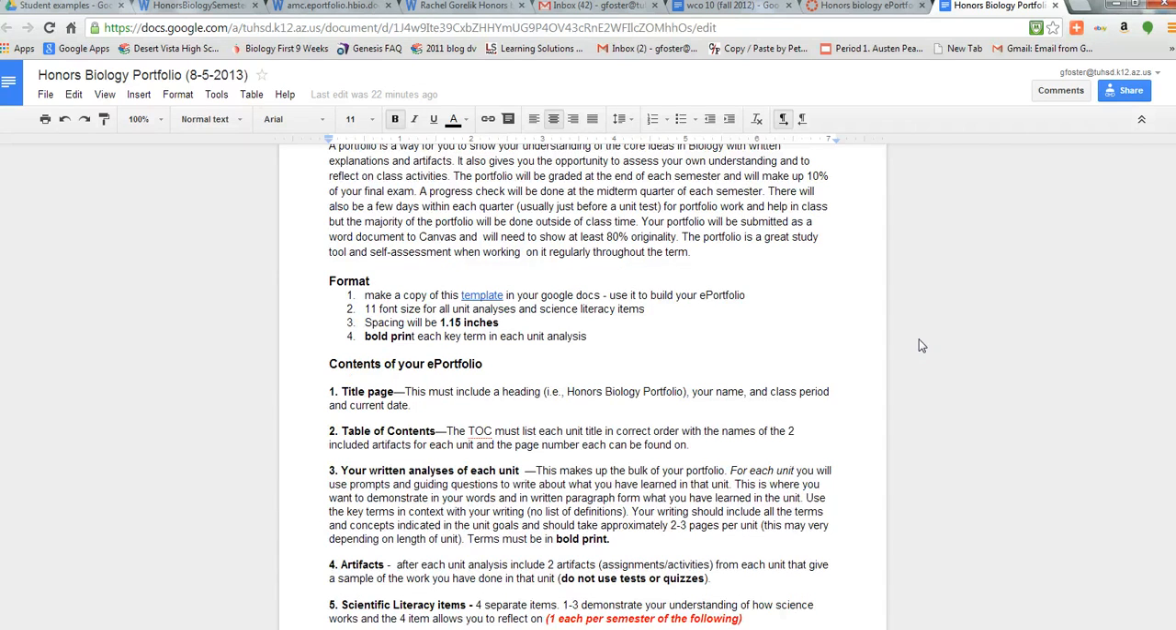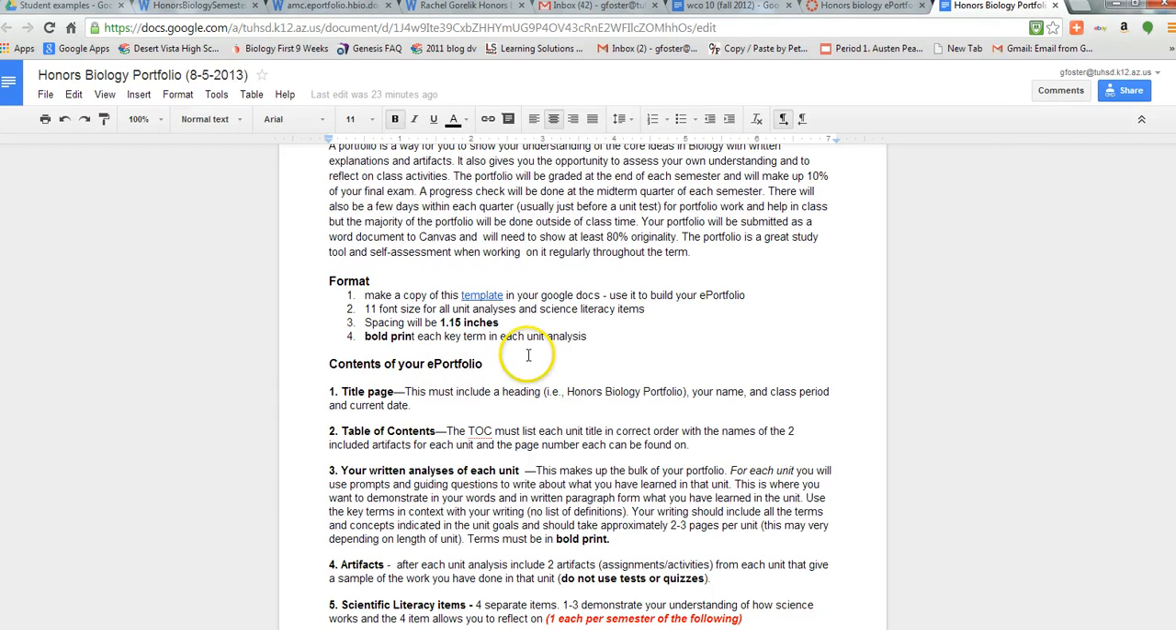class. Now, a few changes that I have made to hopefully help clarify expectations on this, and you can read in that, but some of the formatting issues that I saw. So, again, follow this template, which we'll go to in a minute. Use 11 font when you're writing all your literacy items and your analysis. Also the spacing, go ahead and use 1.15 inches spacing. And instead of underlining, and you don't have to go back and change this now, but in the future, bold print all the key terms in each of your unit analysis when you're writing up your analysis of each unit, what you learned, when you're telling me what you have learned, okay?